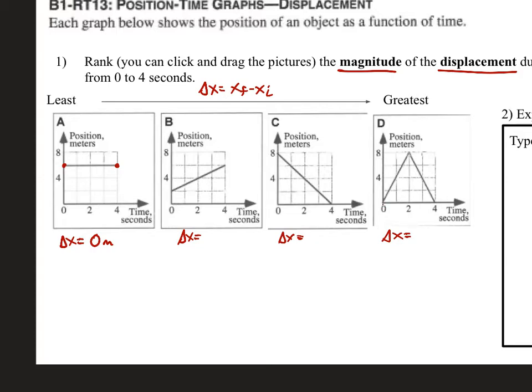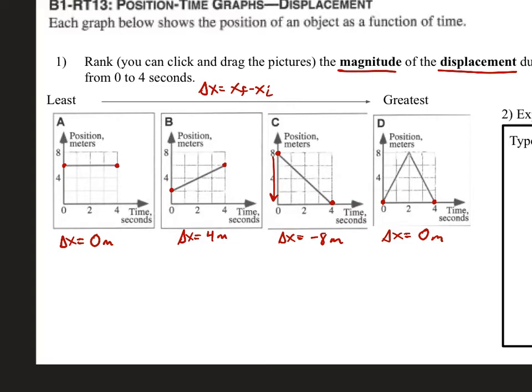If I look over here at D, it starts and ends at a position of 0, so that is also a displacement of 0 meters. If I look at B, it goes from 2 to 6. So your final is 6, your initial is 2, so that displacement is a positive 4 meters. And then C goes from 8 to 0, so your final is 0, but your initial is 8, so you get a displacement of negative 8 meters.